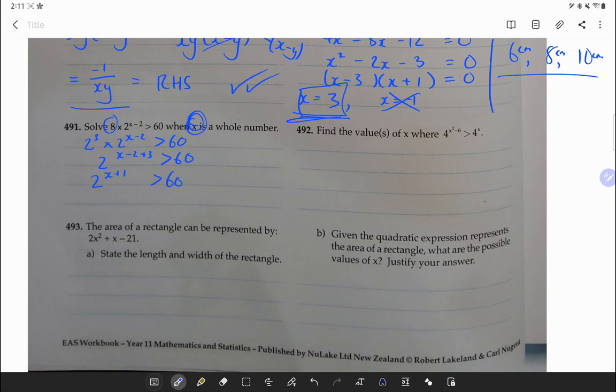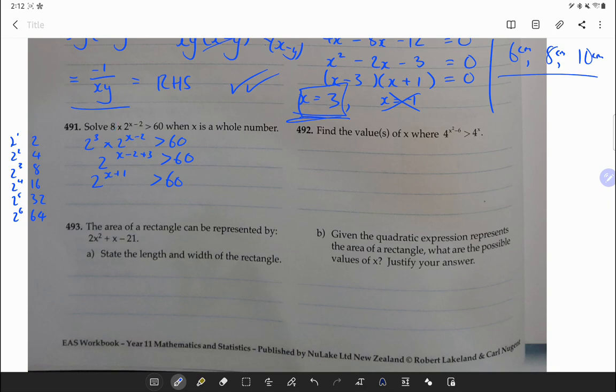Now remember, x is a whole number, x is only a whole number. So doing powers of 2 is not that hard. If you think about it, 2 to the power of 1 is 2, 2 to the power of 2, 2 to the power of 3, 2 to the power of 4. And we can actually just work this through, and we easily cross over 60 here. Right, we know that's the case.